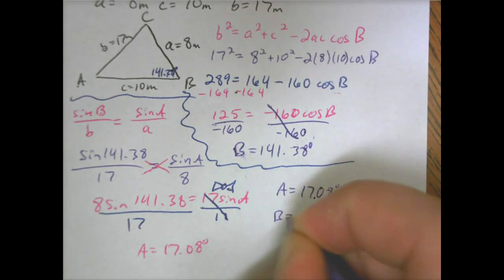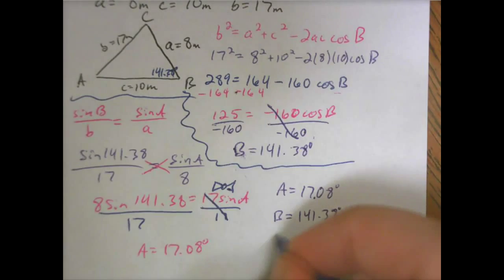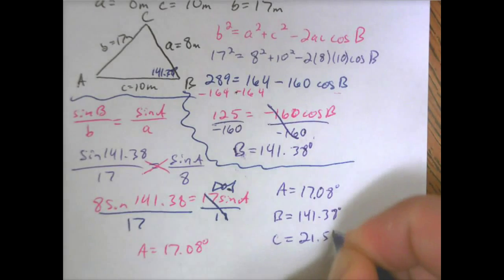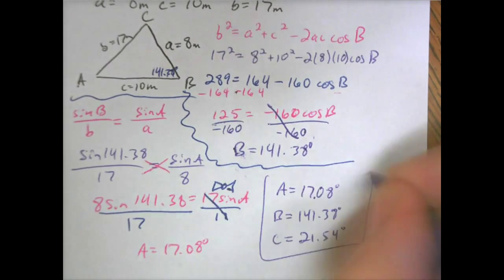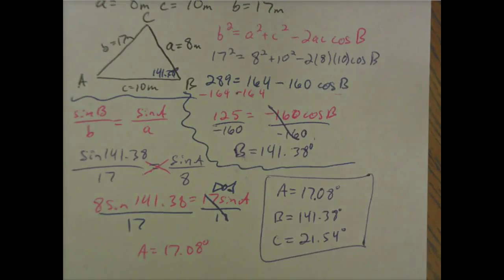And then B is 141.38. And C is 21.54 degrees. They all have degrees because they're all angles, and we are happy because we found all of our answers and they all add up to 180 degrees.